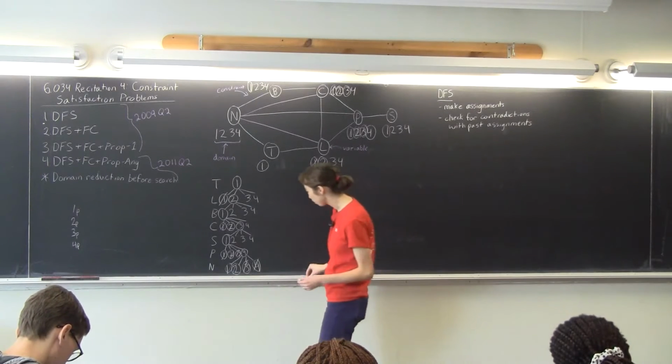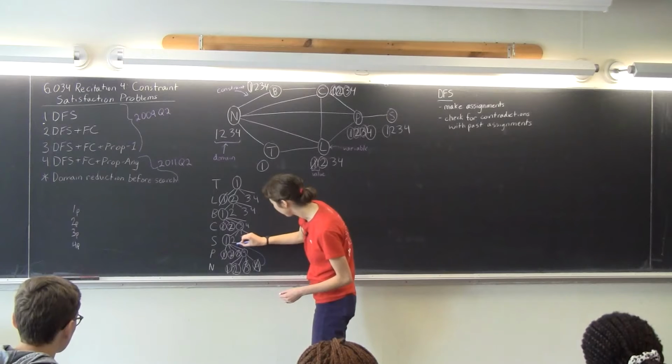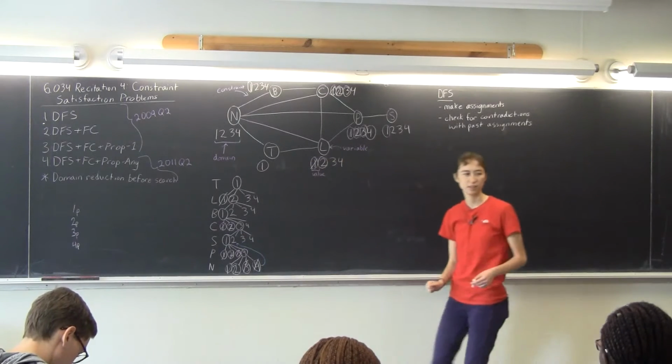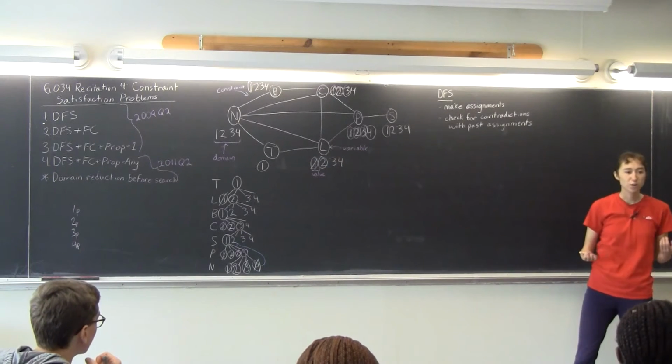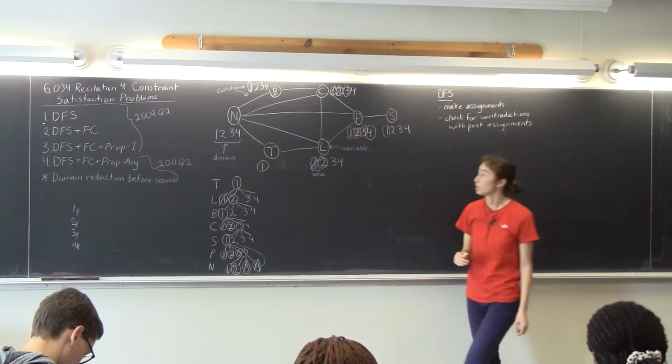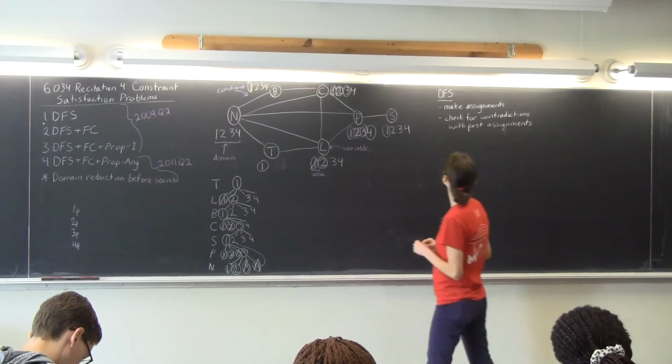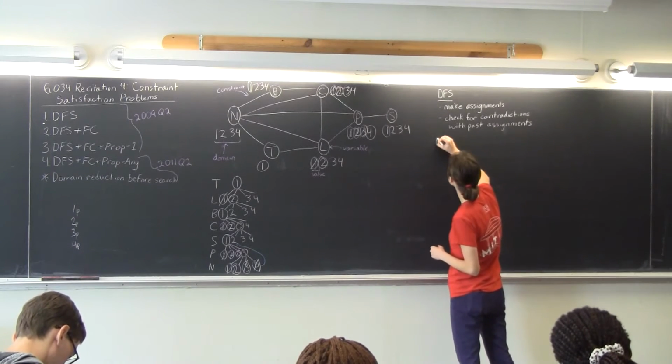Yeah, so we would have to backtrack back up to there and continue building the tree from there. But this might go on for a while, so instead we're going to try a more intelligent method. So we're going to add on something called forward-checking.